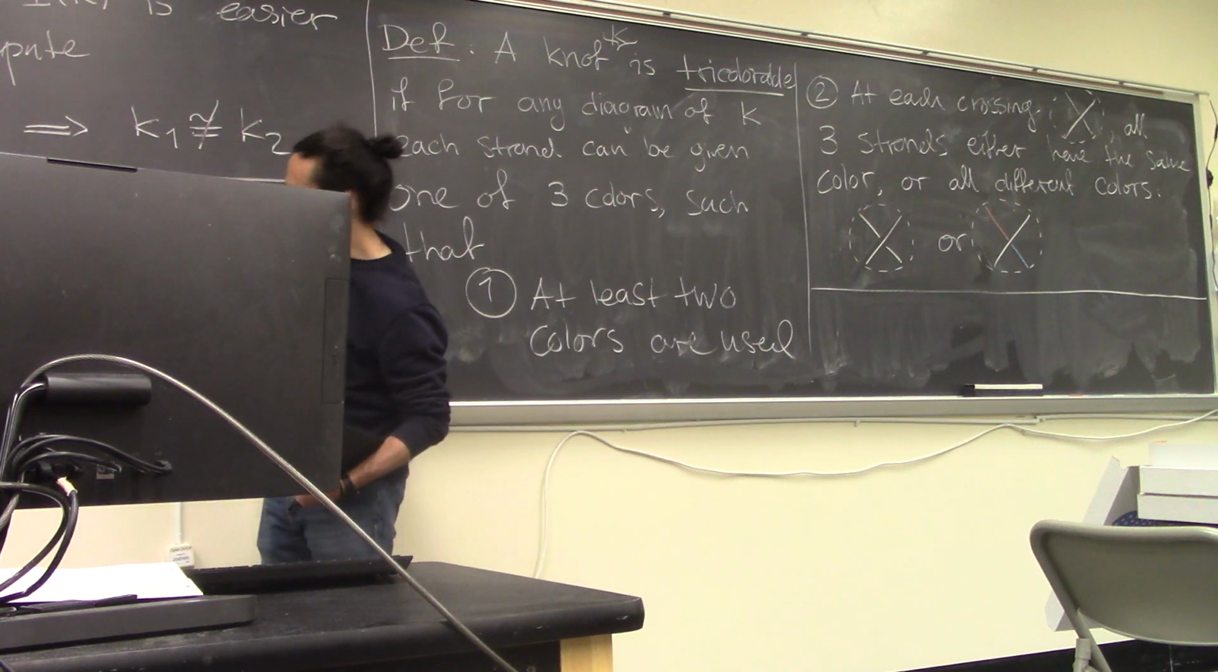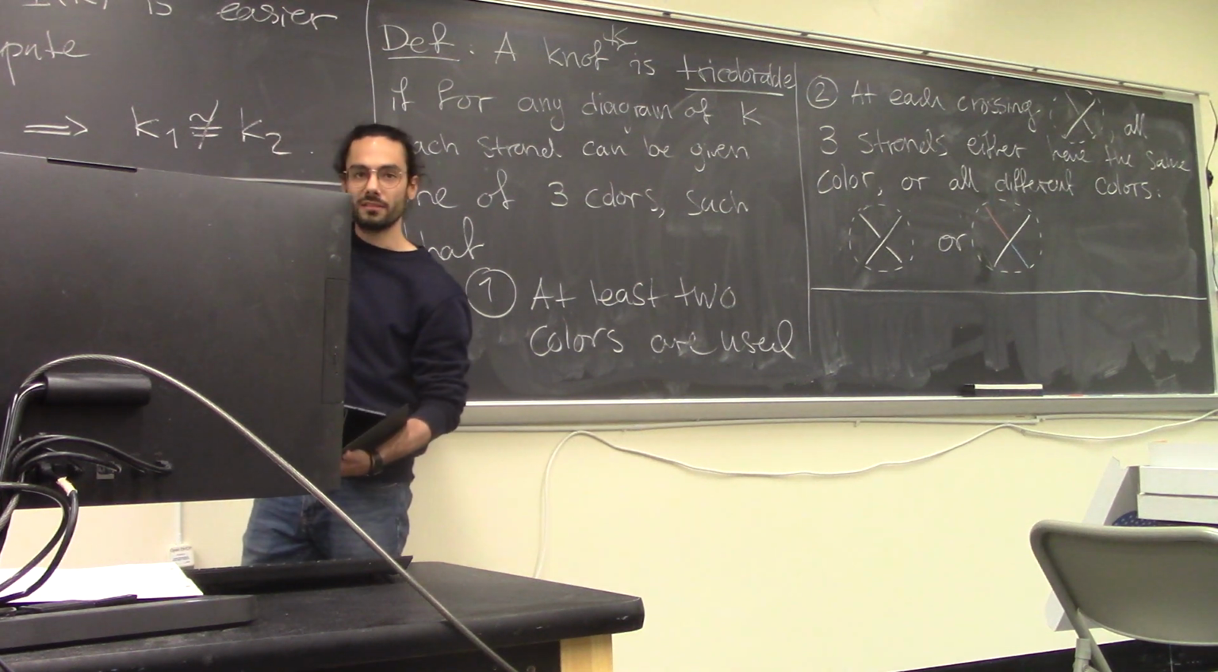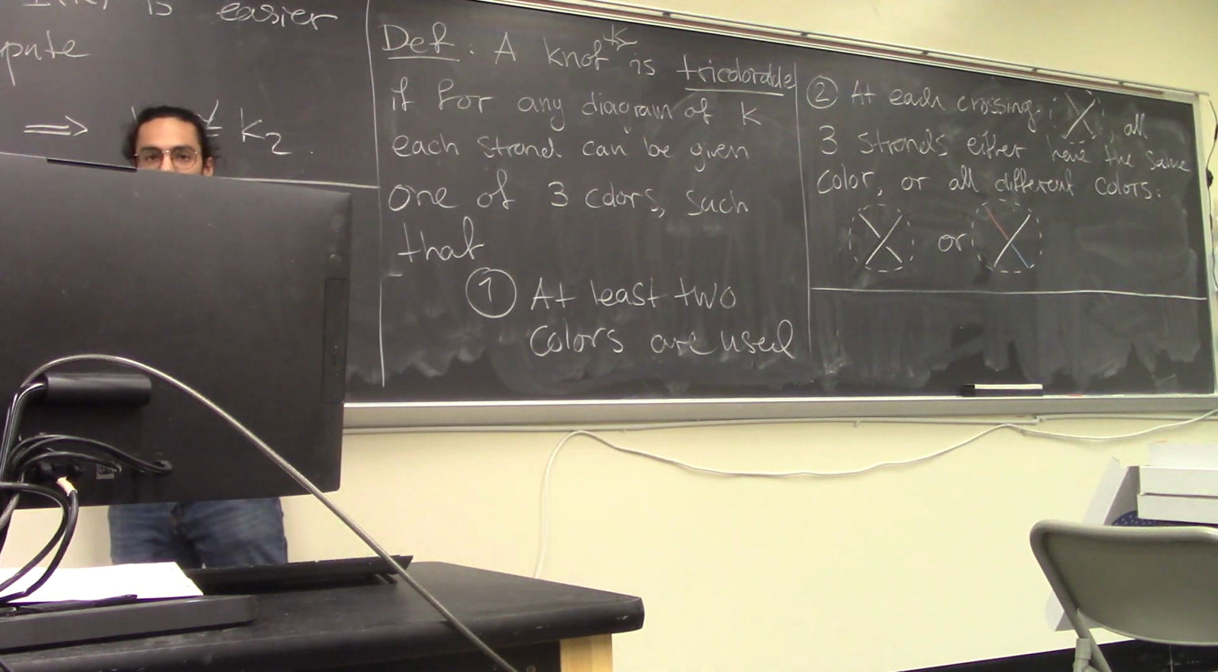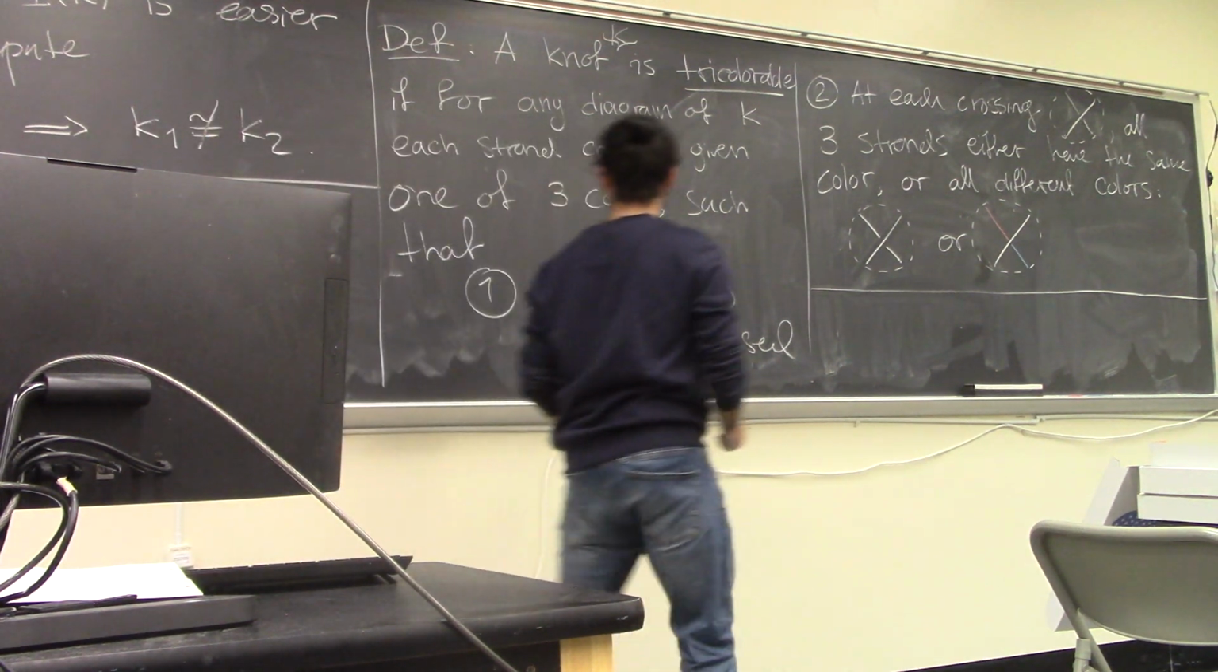So in this picture there are three strands. There's this one, and there's this one, and there's this one. So there's three strands in this diagram. And here there's only one. Okay? So that's what I mean by strand.